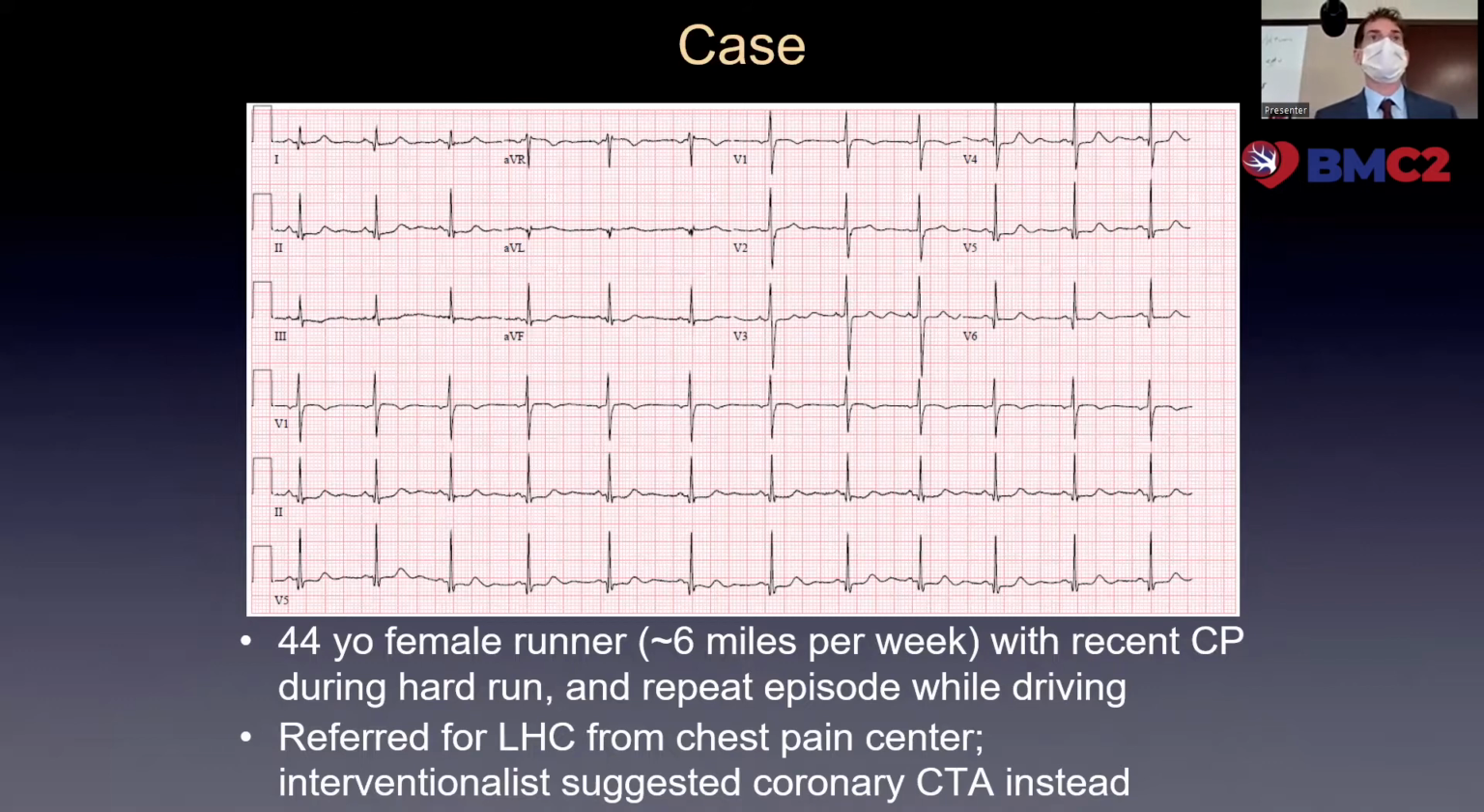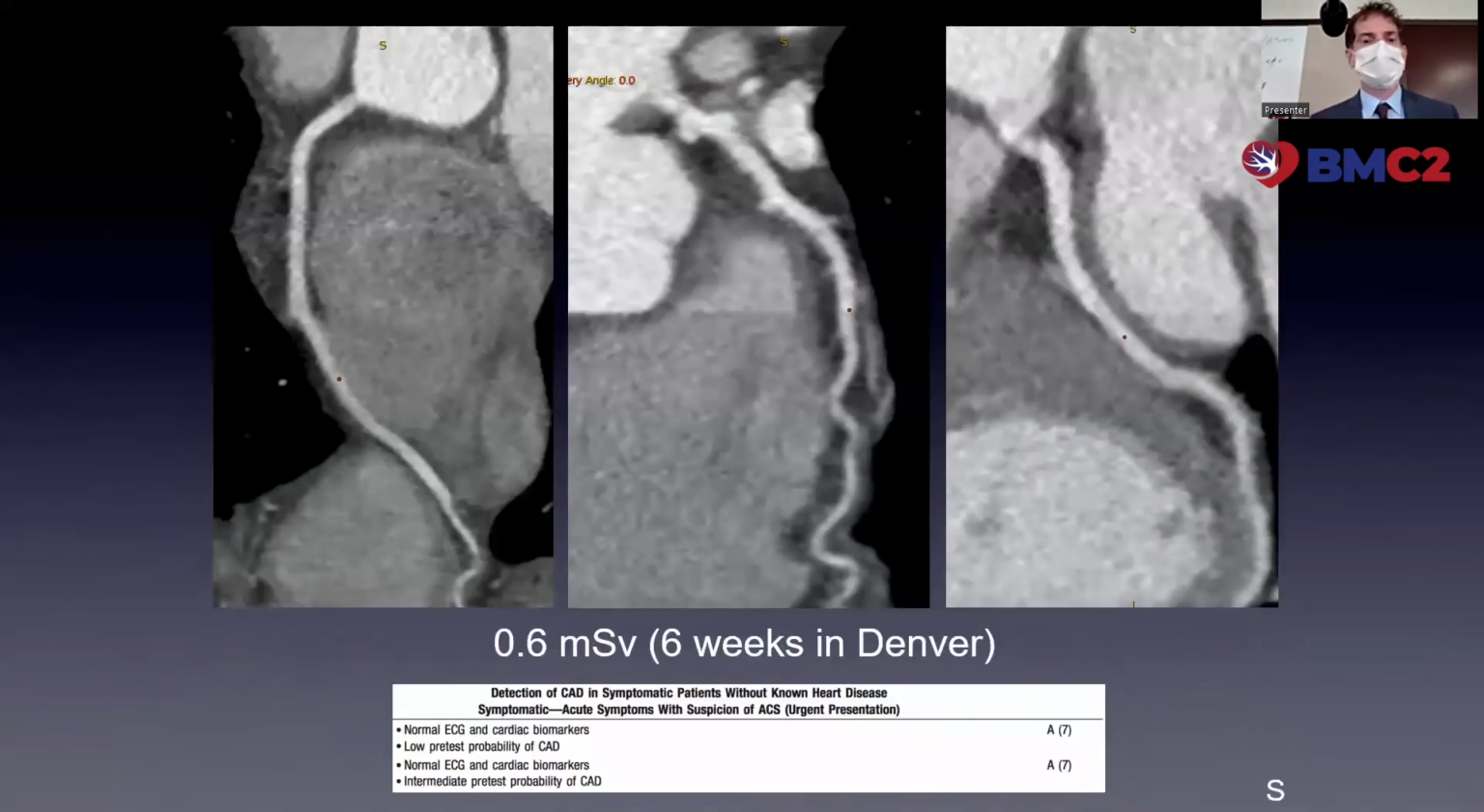They referred her for a cath as an outpatient, and she was seen by one of our interventional cardiologists who suggested a coronary CT instead. And she had completely normal coronary arteries. So in this case, it appeared to be something not cardiac. Maybe it was acid reflux, something else. But this was a very good example of a coronary CT potentially avoiding somebody going to a cath without high-risk features.